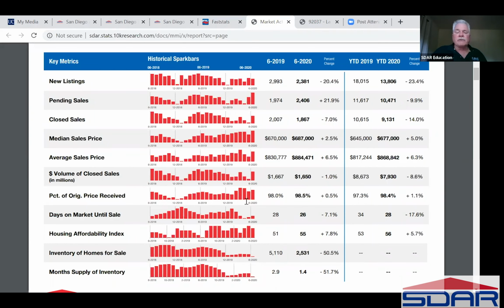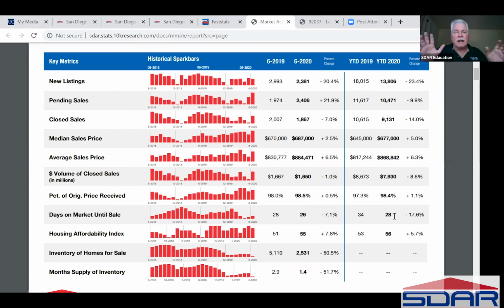Okay, percentage of original price received. We're making a recovery now on that. Days on the market, days on the market until the sale. So like last year we were at 28 days. This year we're at 26 days. So this is San Diego County in general. Year to date it was 34 days. We're now down to 28 days, which means look out, because here it comes. Our days on market is decreasing again, and that doesn't bode well for us because there just isn't going to be anything to buy.